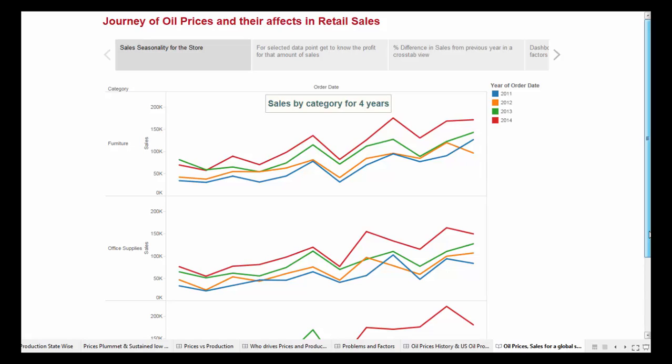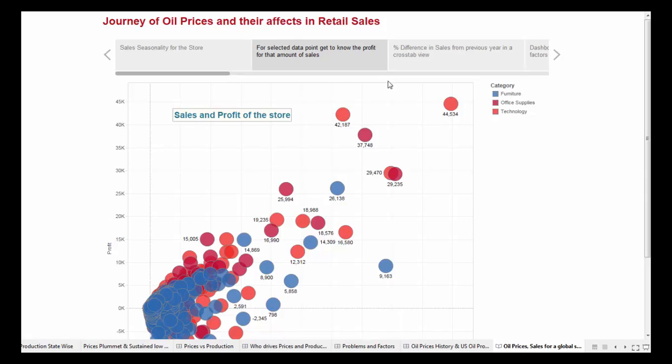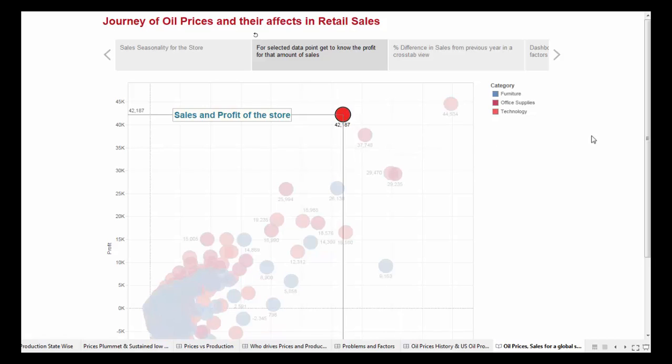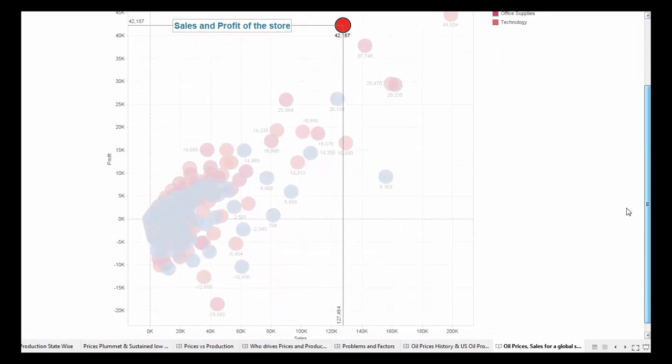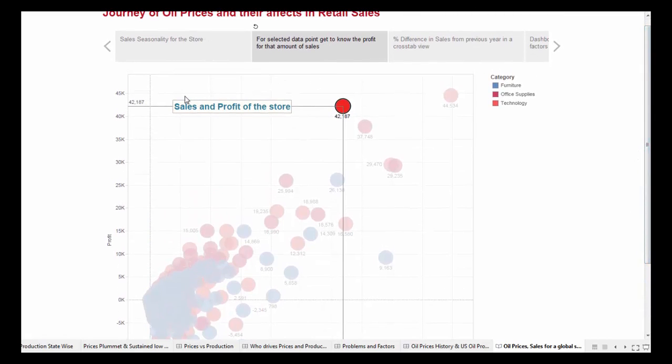In the first graph, it shows the general trend of sales over the year for different categories. We can see that the overall sales is increasing for all categories spread across the 4 years. In the next slides, we are trying to analyze sales and profit of the store. We can see the profit at certain sales level. So if I say my sales level is 127,484, I could expect a profit of 42,187.